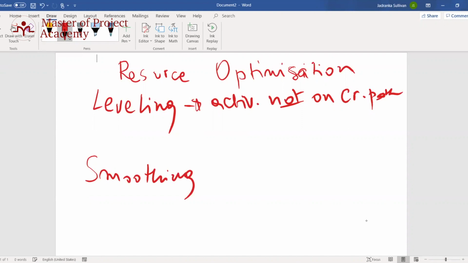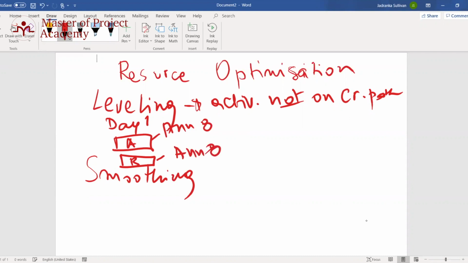So for resource leveling, for example, we have day one. And on day one, we have activity A and activity B, right? So we have N working on activity A for 8 hours and N working on activity B for 8 hours, right? N cannot work 8 hours simultaneously on both activities. So we are leveling this effort by having activity A on day one and then activity B on day two. We just push the activity to when N is going to be available to do activity B.